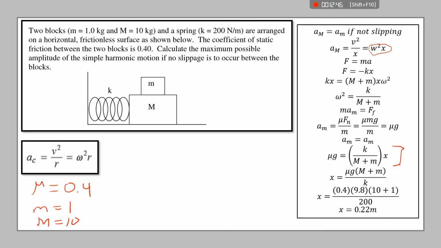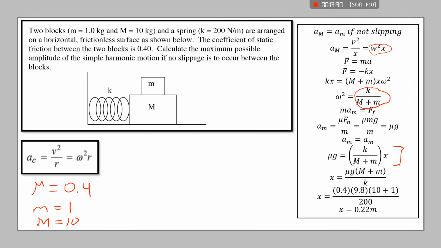Alright, so our acceleration is omega squared x. Okay, omega squared, which is k over m plus m. So k over m plus m times x gave me this part. Then I solve for x, divide both sides, so that'll multiply by m plus m divided by k, and I've got my displacement.